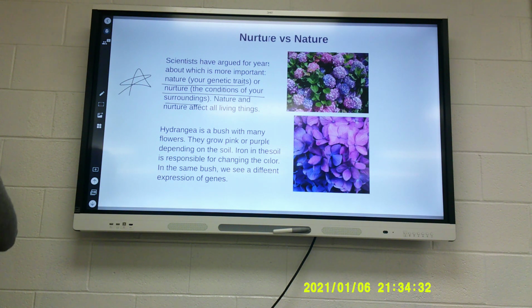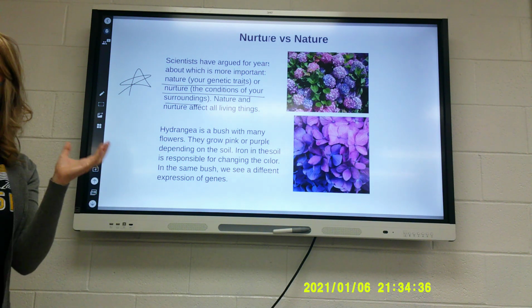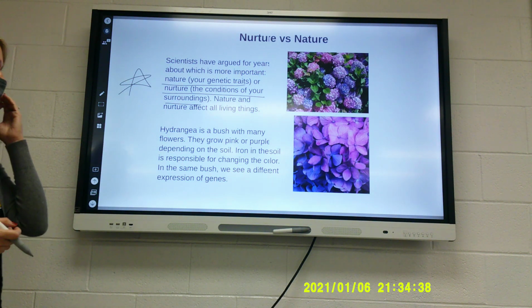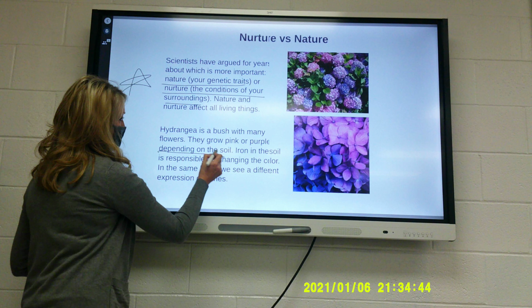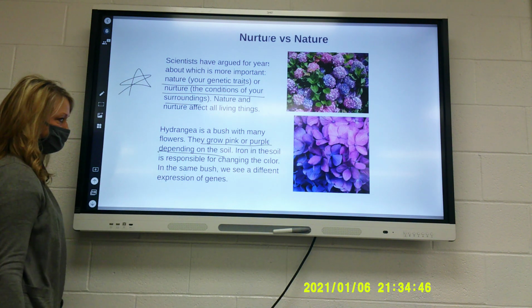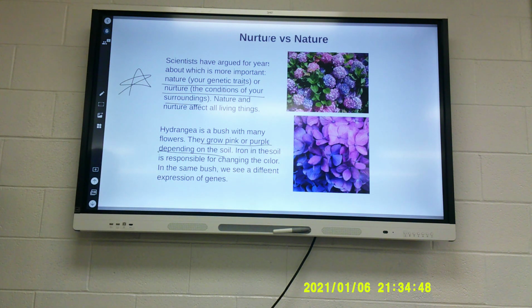Hydrangea, you see them a lot of times in the spring. We almost call them a snowball bush. Hydrangea is a bush with many flowers. They grow pink or purple depending on the soil, which I think is interesting. Iron in the soil is responsible for changing the color. In the same bush, we see different expressions of genes.